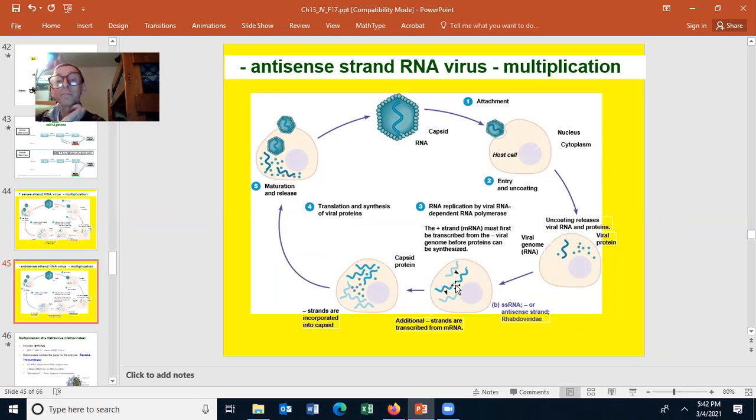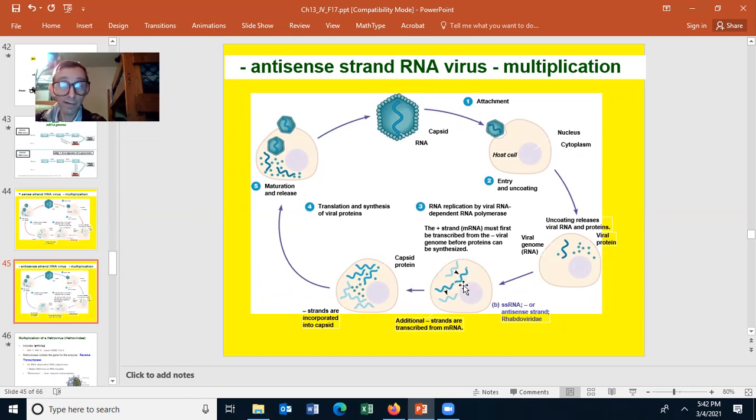So anyways, the negative strand RNA makes the positive strand RNA, and then uses the positive strand RNA to make more negative strand. Maybe that's going from there to there. And then that's negative and that's negative. Any question about any of that? So that's how the negative strand multiplies its genome.